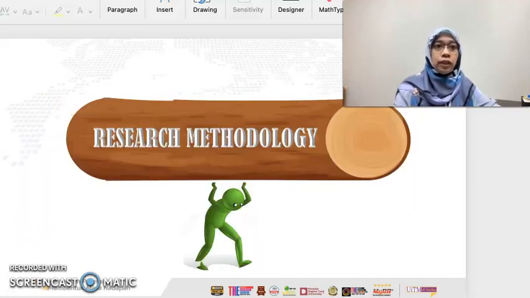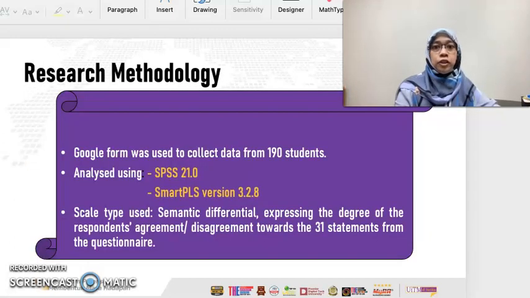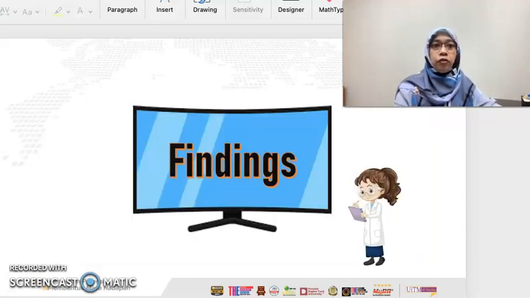Next, we move on to the research methodology. The investigation involves a questionnaire and simple random sampling is used. The population consists of students taking the introductory course in management accounting during a certain semester, and the questionnaire contains the socio-demographic characteristics, the students' achievement, as well as the determinants of the students' performance. Google Form was used to collect the data from 190 students, and SPSS and Smart PLS were used to analyze the data.